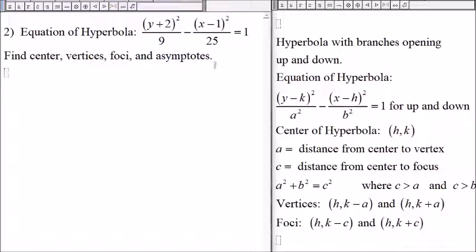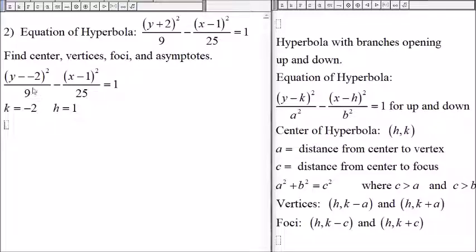And then we can modify this a little bit so we can get h, k. Remember, the formula says y minus, but since we have y plus, we can rewrite this. Plus is the same as minus negative. So minus negative is the same as plus. So now we have k is negative 2, and then we have h is 1.